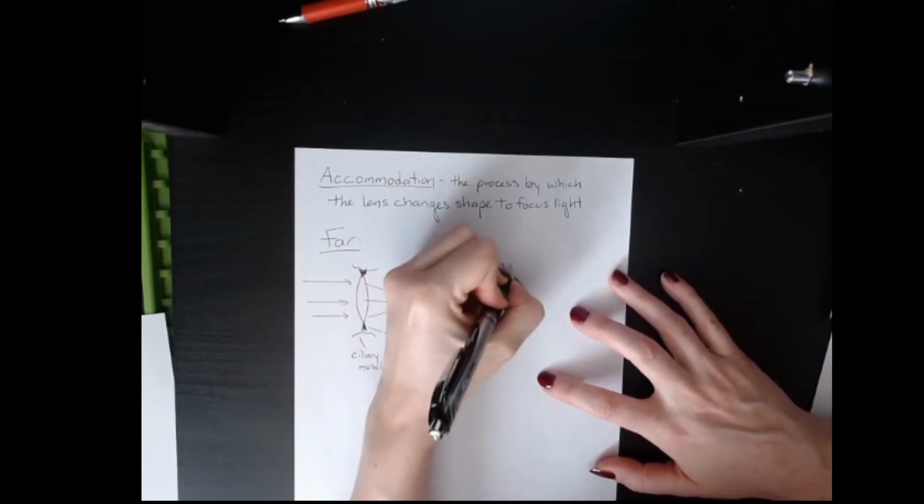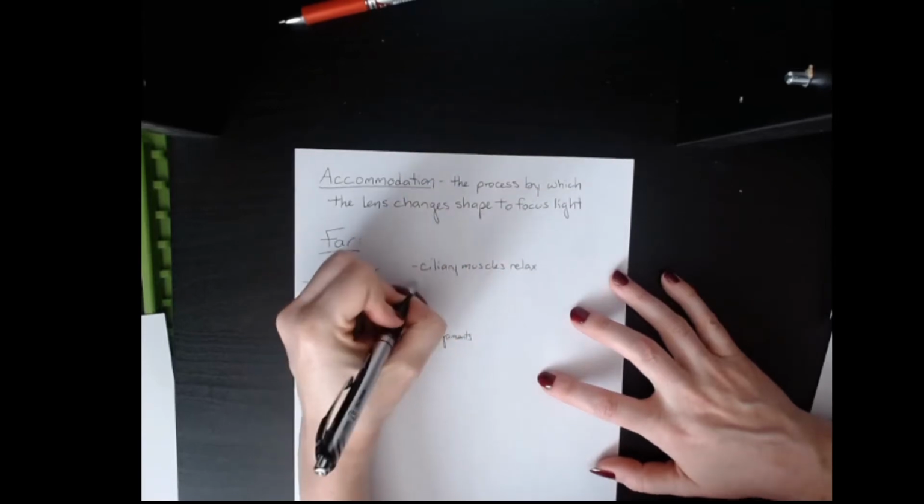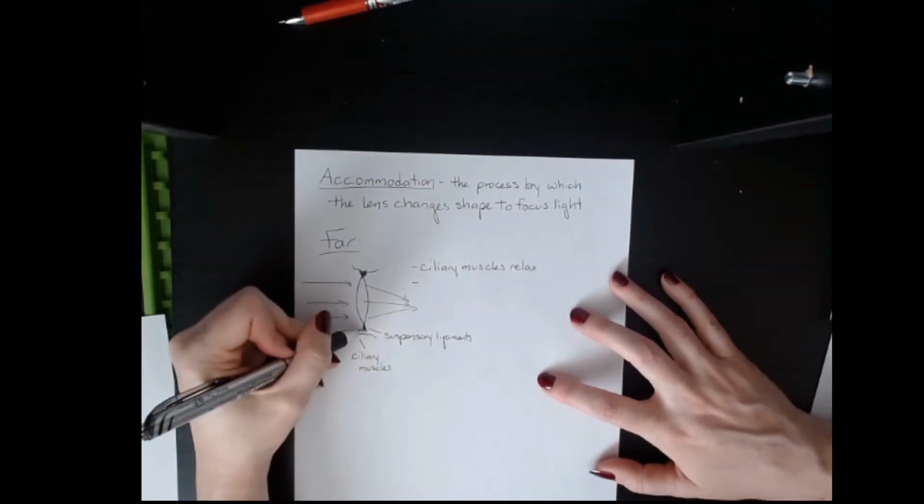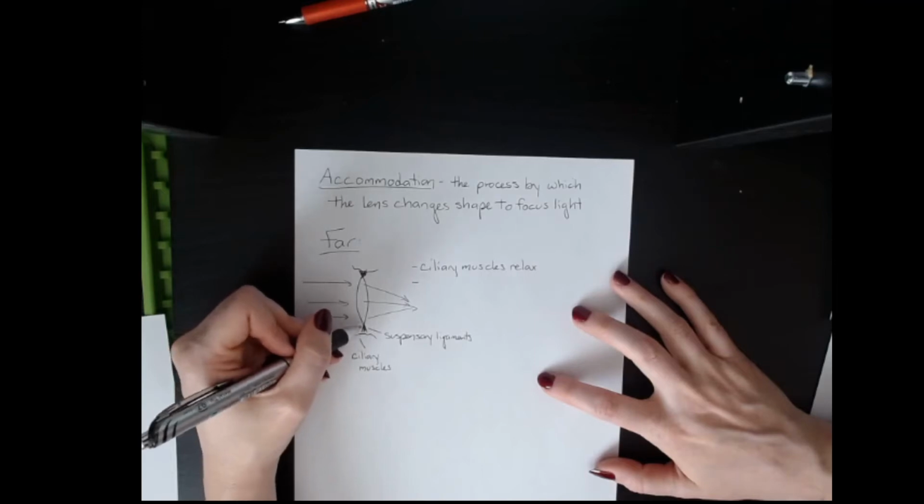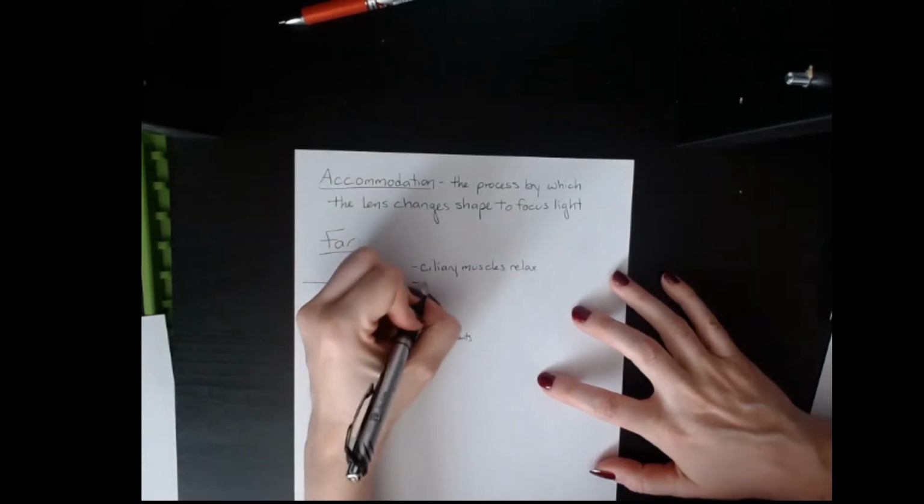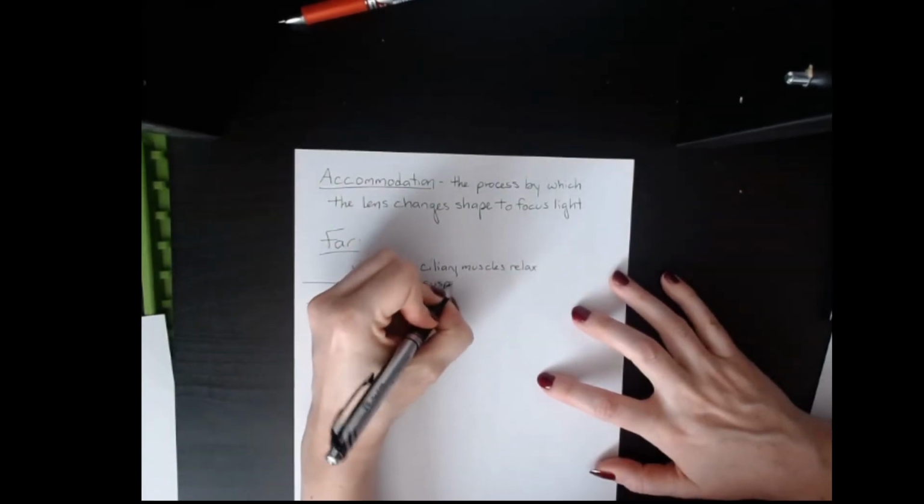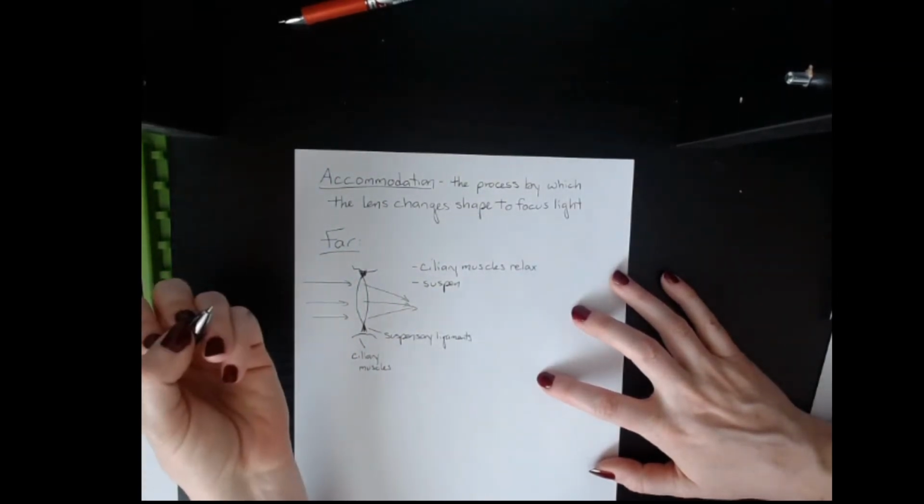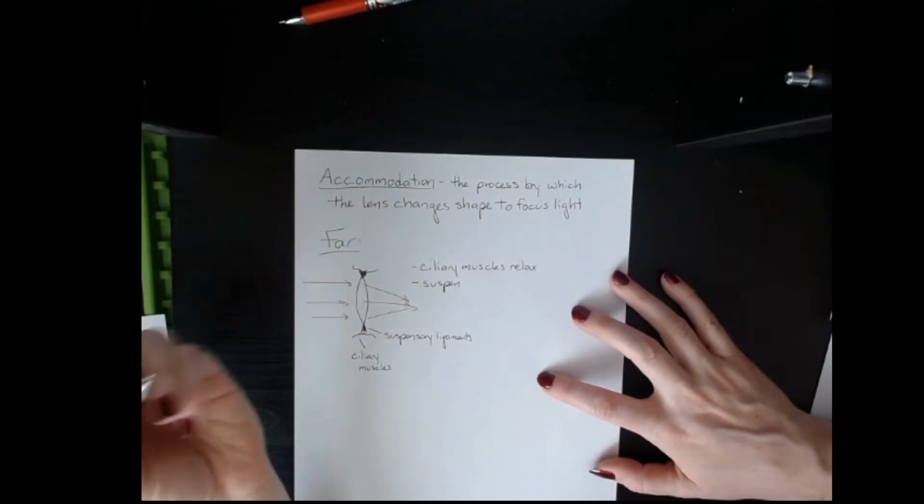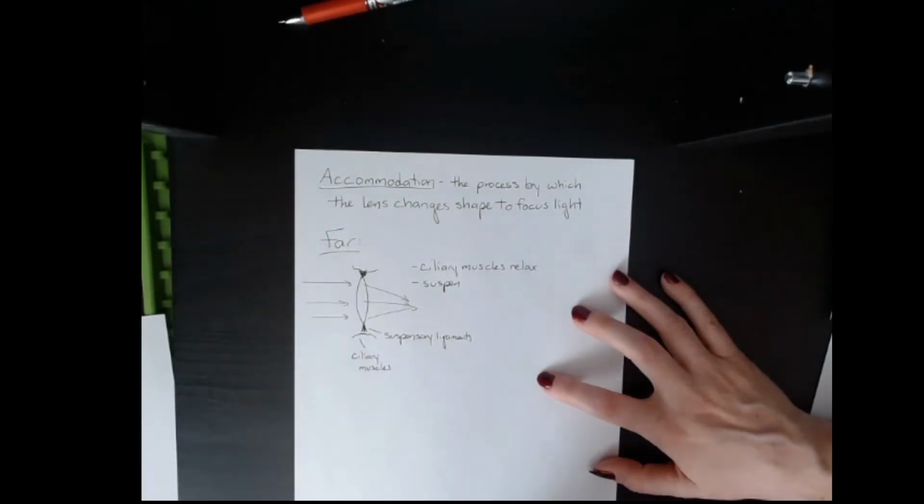The ciliary muscles relax. And what that does is when they relax, the suspensory ligaments are actually pulled tight. So you can say that they're taut or you can say that they're pulled tight. You cannot say that they are contracted. They are not muscles, right? You do not use the word contraction unless you are talking about muscles.